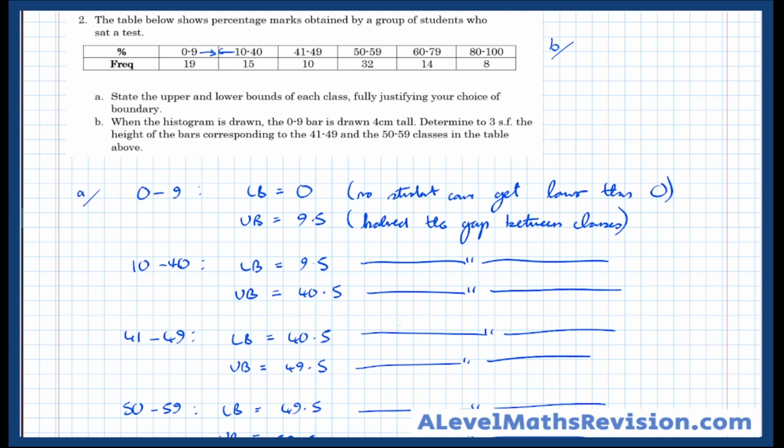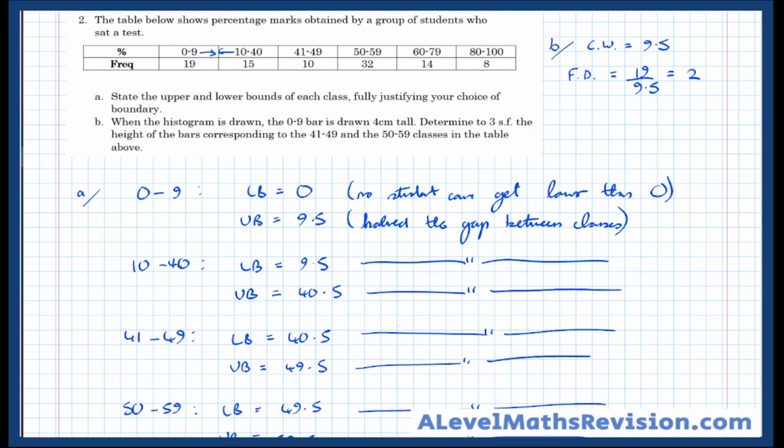So the 0 to 9 bar we saw went all the way from 0 up to 9.5. So the class width is 9.5 take 0, which is 9.5. Therefore, the frequency density is frequency divided by class width, 9 divided by 9.5, which is 2. So the frequency density is 2. Now, if it's drawn 4 centimeters tall, frequency density of 2 is 4 centimeters.